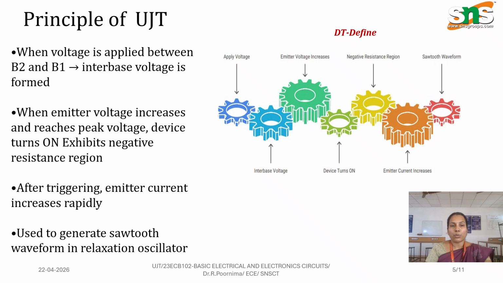Let's see the principle of UJT. When we apply a voltage between base 1 and base 2, initially the interbase voltage is formed. The resistance between base 1 and base 2 is controlled using the applied voltage. When the emitter voltage increases to the peak voltage, the device turns on, and after that it exhibits the negative resistance region. After triggering the device, the emitter current increases rapidly. This can be used to generate the sawtooth waveform in relaxation oscillators.